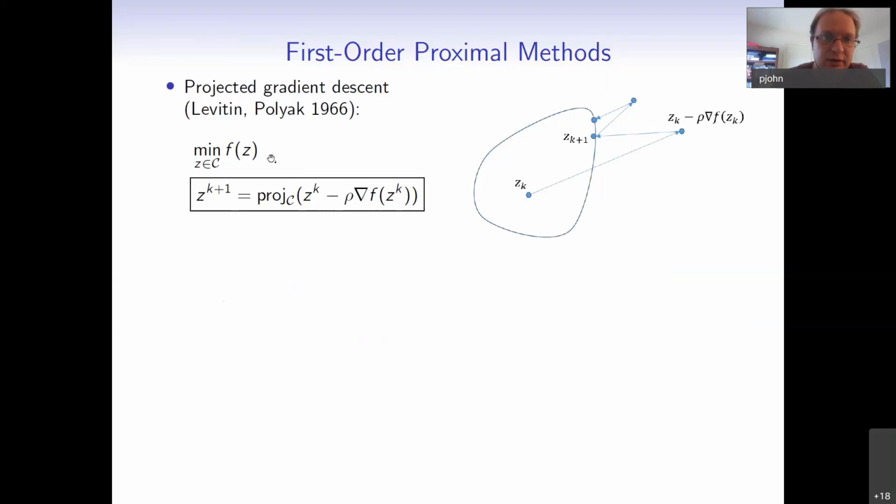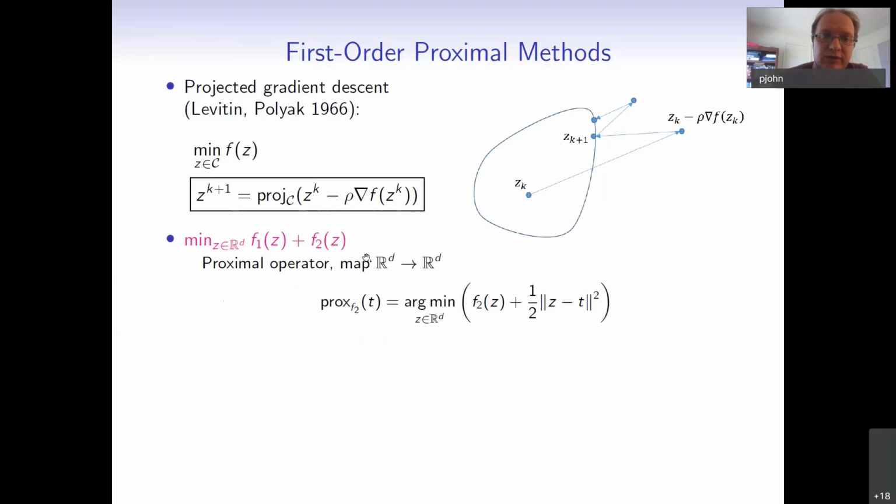That's nice. But remember, the problem we were interested in is this pink one. We have a sum over two functions. Okay, so how do we solve this type of problem? In order to solve this type of problem, we need to introduce the proximal operator. This is actually a mapping from one vector to another vector. It takes an input as a vector and outputs another vector. It's really the solution of a subproblem, another optimization problem.